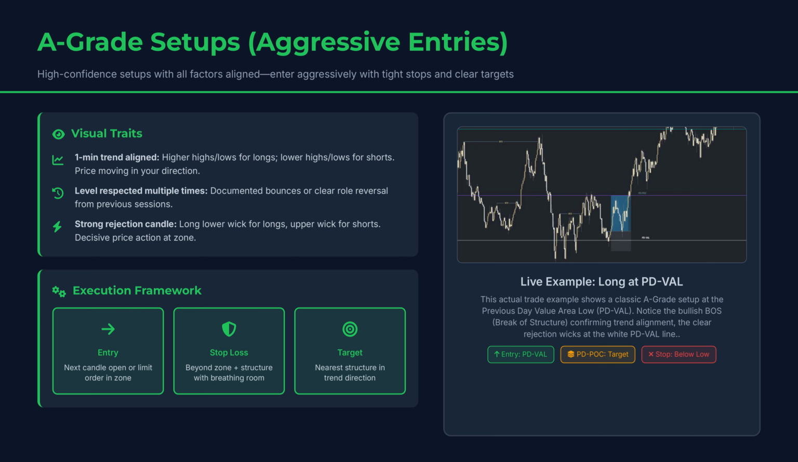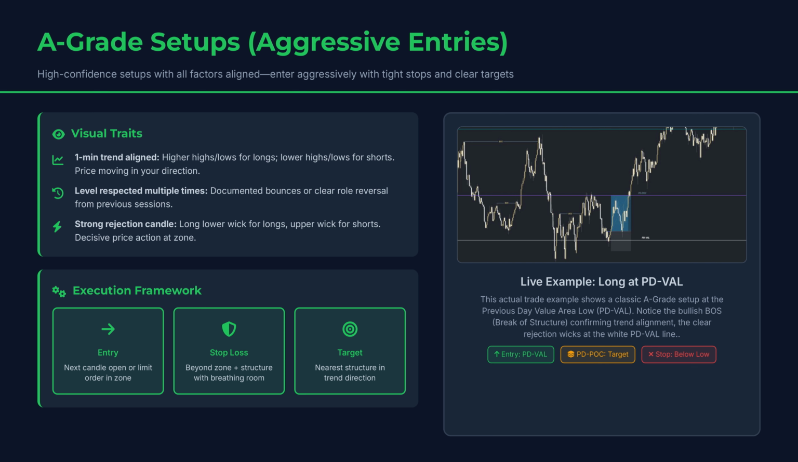Similarly, the previous day's value area high, PDVAH, is the top edge of that 70% volume area. And the previous day's point of control, PDPOC, is the single price level within that RTH session that had the absolute highest traded volume. These three levels, VAL, POC, and VAH, are the foundation of our daily trading framework. Now, with that technical foundation established, let's discuss what makes an A-grade setup at these levels. An A-grade setup is characterized by three critical visual traits that you must learn to recognize instantly.